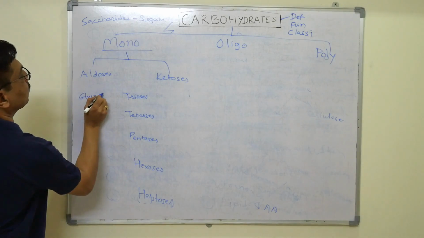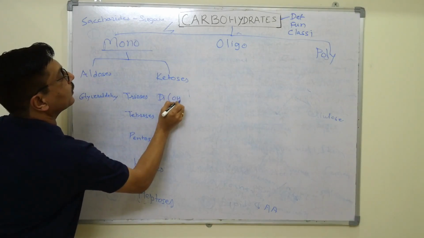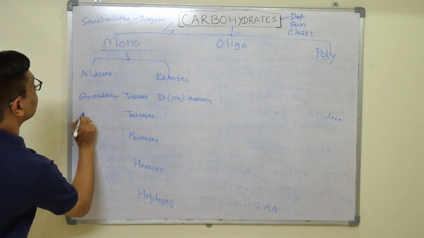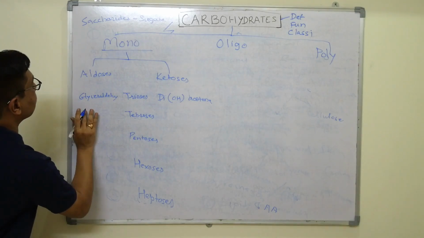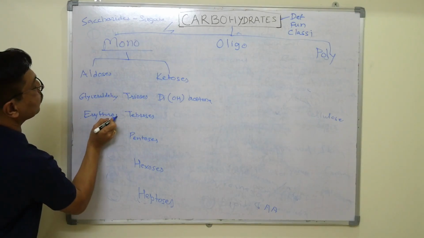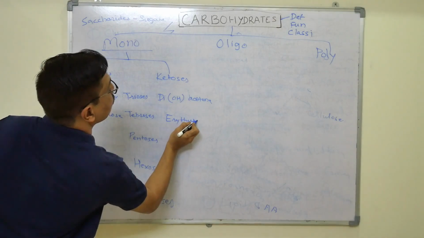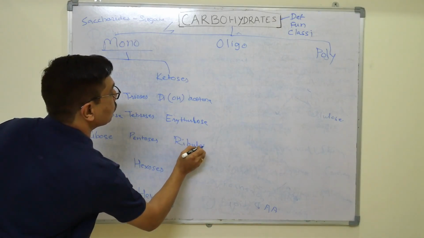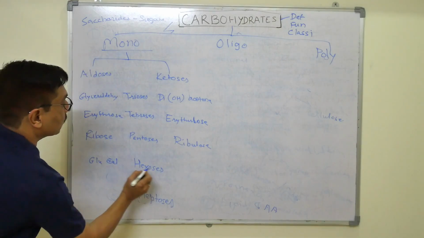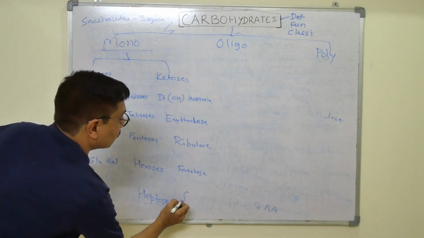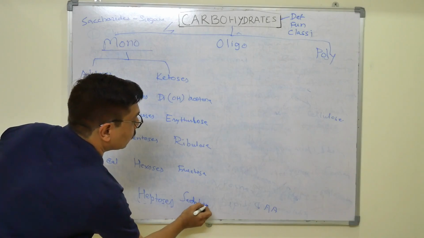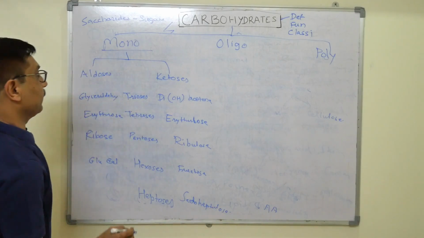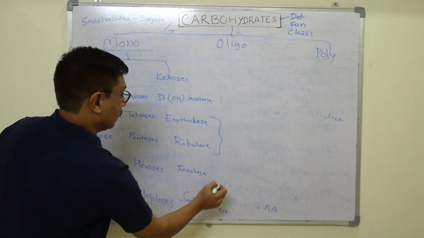Examples of trioses are glyceraldehyde and dihydroxyacetone, seen in glycolysis. Tetroses are erythrose and erythrulose. Pentoses are ribose and ribulose. Hexoses are glucose, galactose and fructose. Heptoses are glucoheptose and pseudoheptulose. Tetroses, pentoses and heptoses are seen in the HMP shunt.